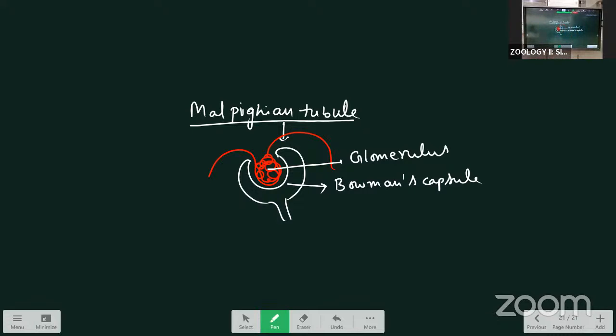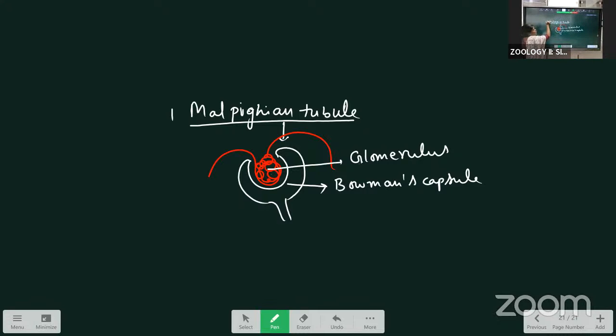The Malpighian tubule mainly has two parts. One is called the glomerulus: the bunch of blood vessels inside of the Bowman's capsule. What about the Bowman's capsule? It is a double-layered, cup-like structure that we call a Bowman's capsule. This is about the Malpighian tubule.